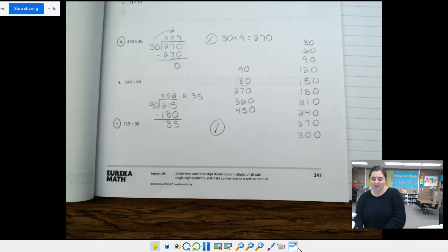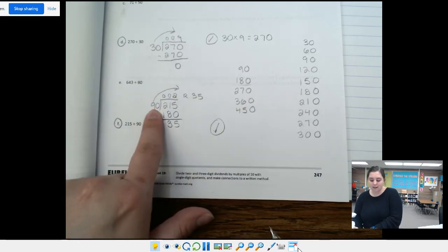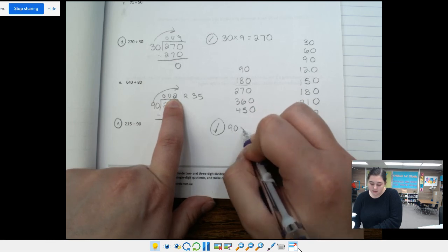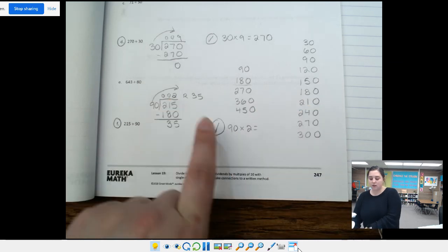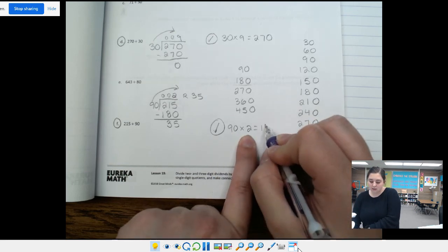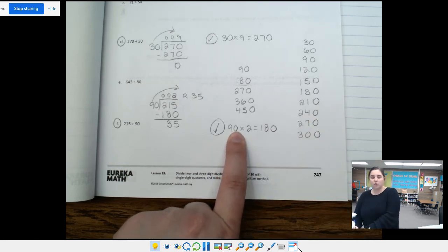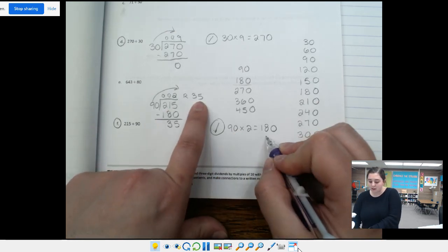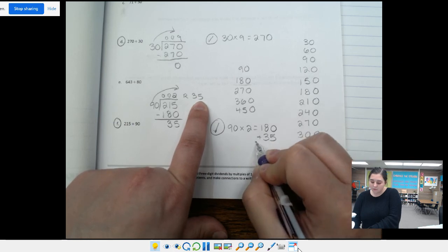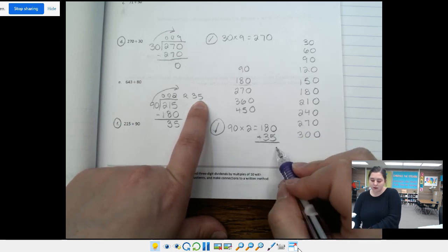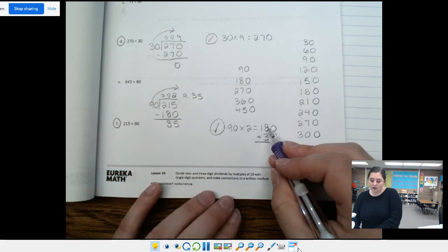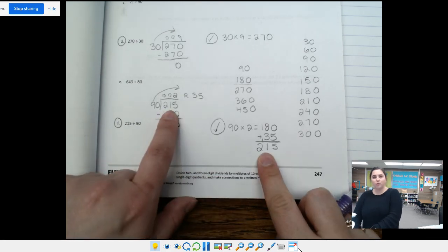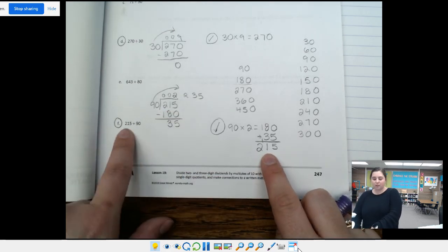Rainbow. So going up and over, 90. Going over would be times 2. 90 times 2. I know 9 times 2 is 18. Add a 0. So I'm at 180. That's not what I started with. Make sure you add your remainder. Plus 35. 0 plus 5 is 5. 8 plus 3 is 11. 1 plus 1 is 2. There's my 215. Right, what I started with.